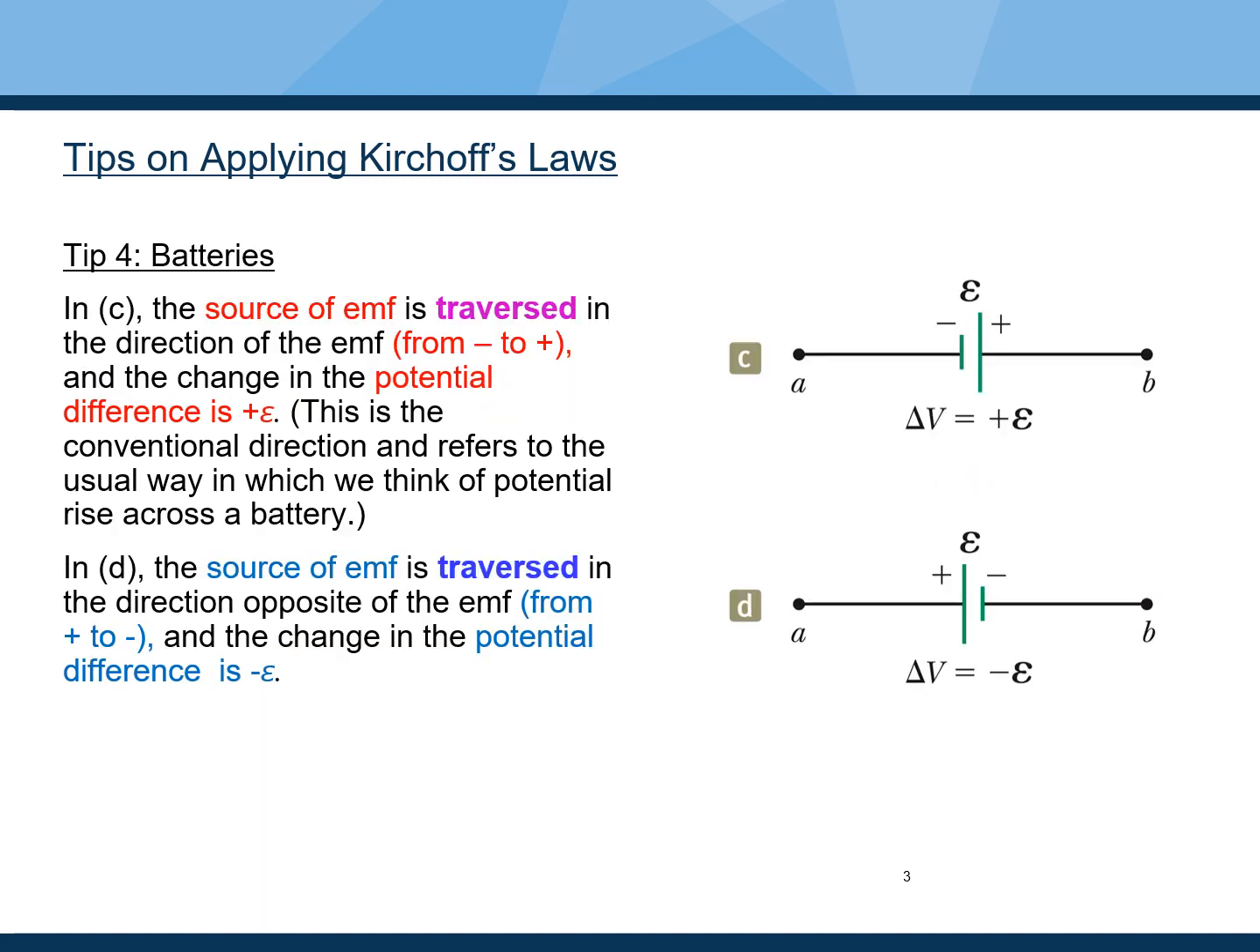Batteries work the same way. The traditional direction of traversing a battery is from the negative plate to the positive plate. So in figure C, if you're going from little a to little b, then you're going from the negative plate to the positive plate, which is why you have a voltage rise. In figure D, you're going from A to B again, but this time you'll be going from the positive plate to the negative plate, so you have a voltage drop given by the EMF of the battery.